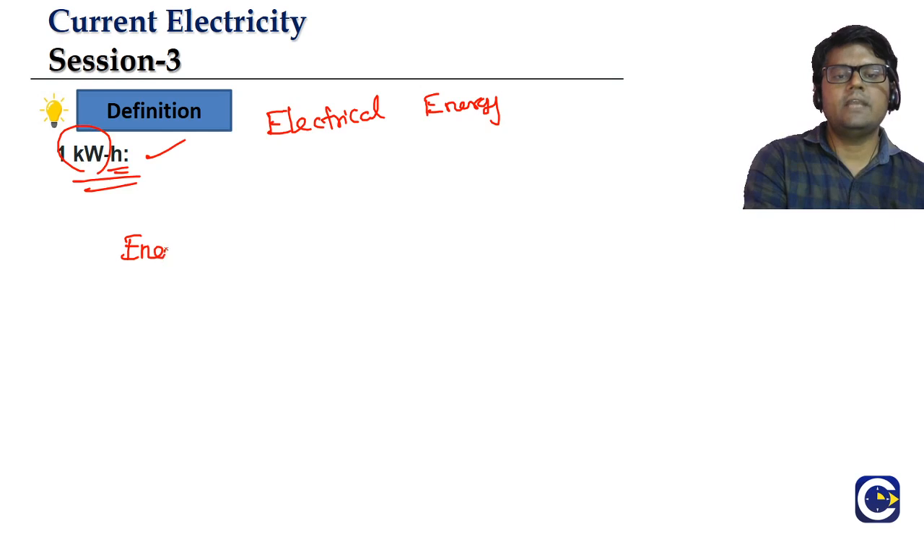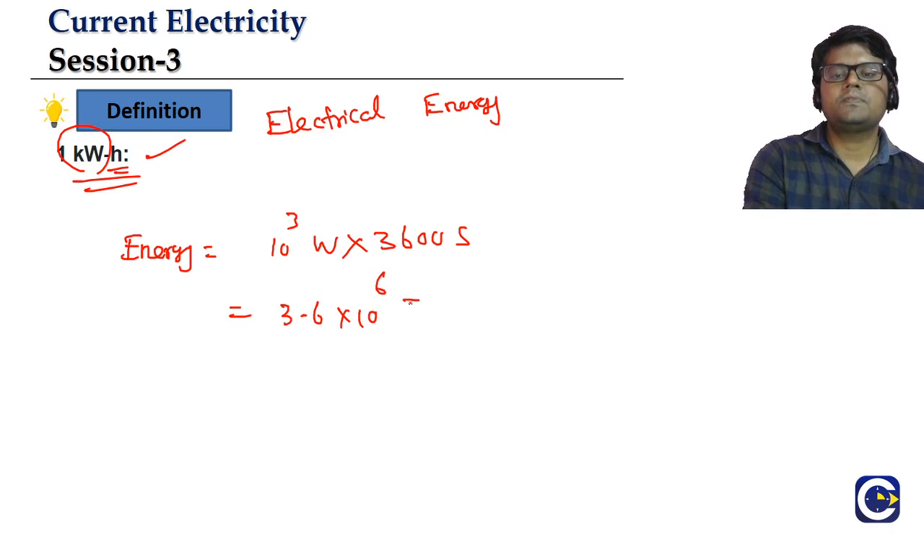So the energy value in terms of SI unit, right? 1 kilowatt means what? 10 power 3 watt into 1 hour. 1 hour means what? 3600 seconds. So that is going to be 3.6 into 10 to the power of 6 joules.